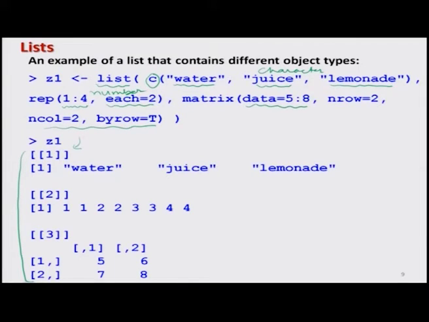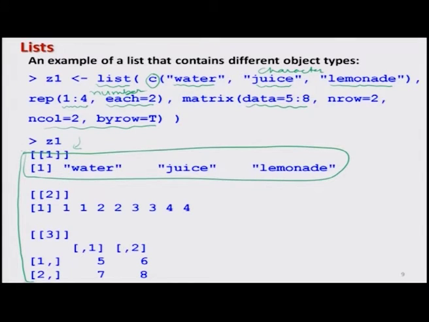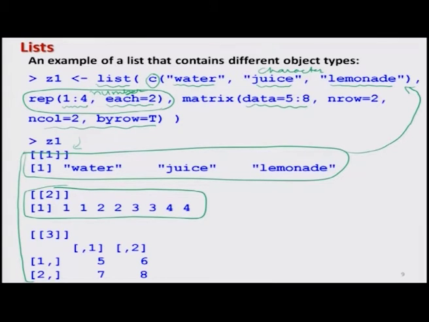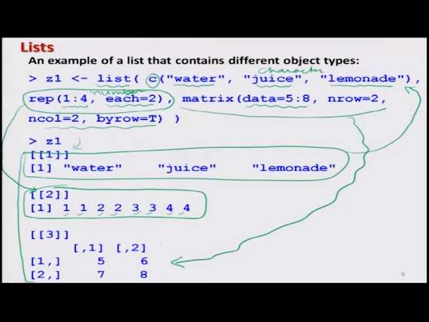You can see that this part is nothing but the first element, c, water, juice and lemonade. This second part is the data 1, 2, 3, 4 with each repeated 2 times. So, you can see 1, 1, 2, 2, 3, 3 and 4, 4, each 2 times. And the third element is the matrix, which is coming over here.